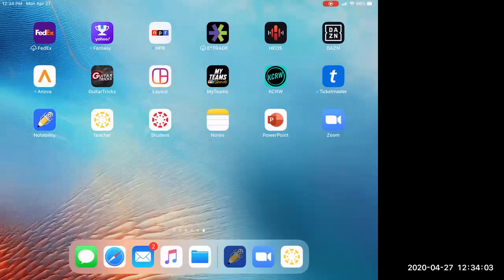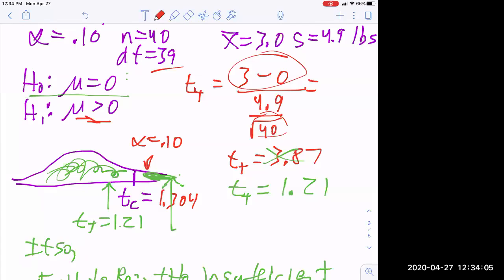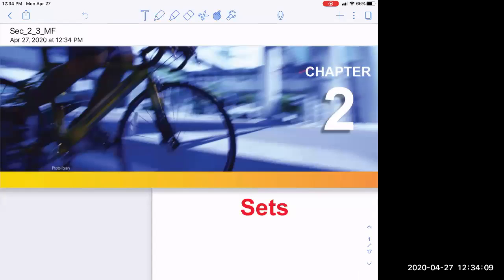Okay, I want to do section 2.3, intersections and unions. Okay, so we're talking about sets.